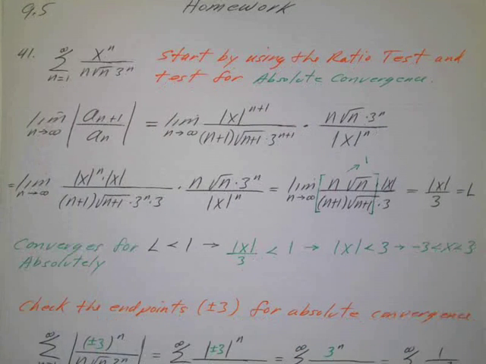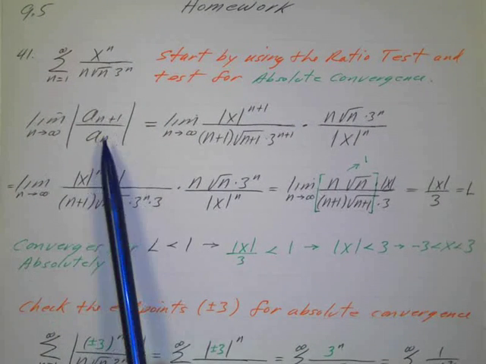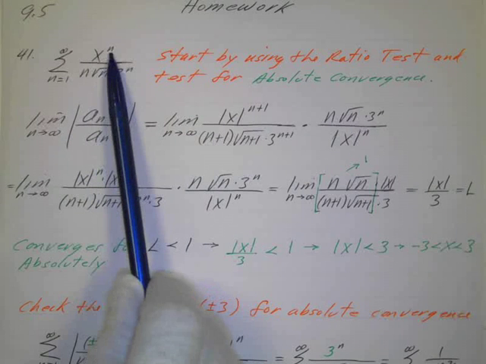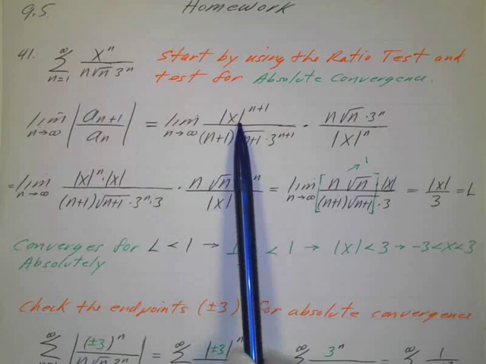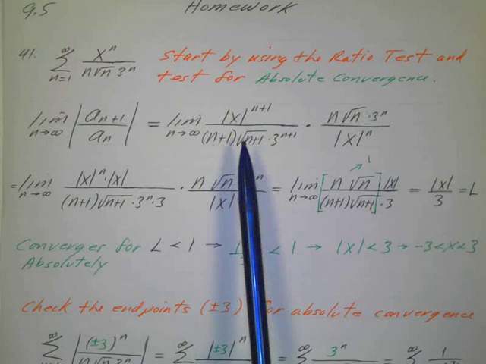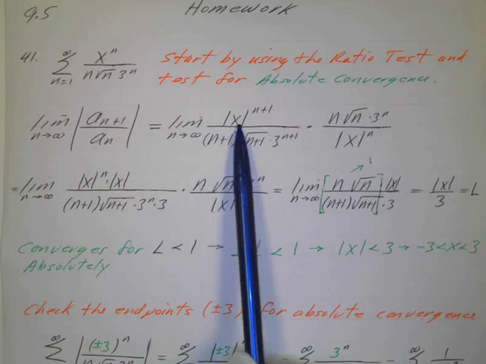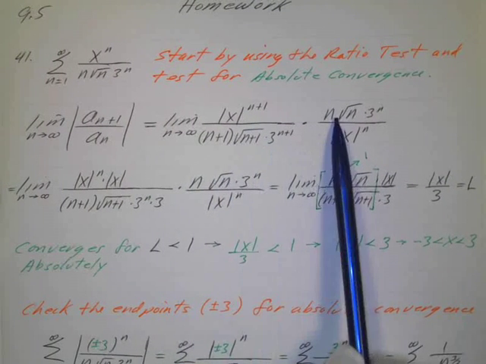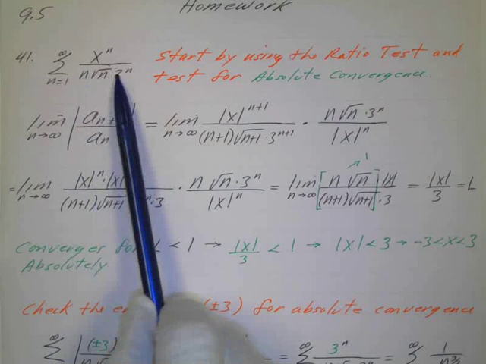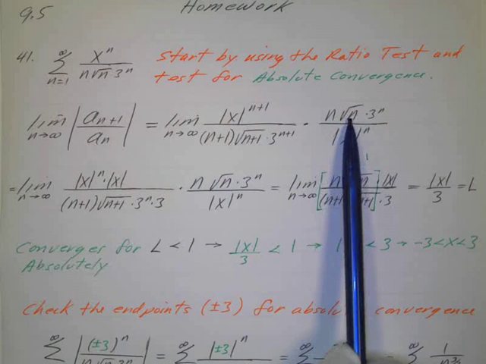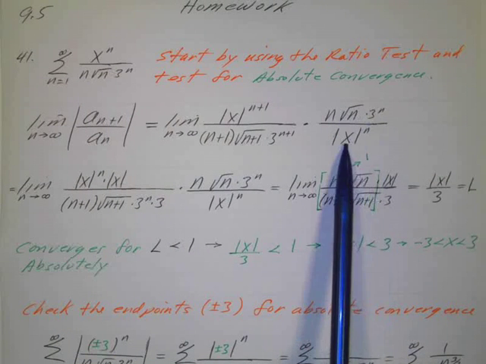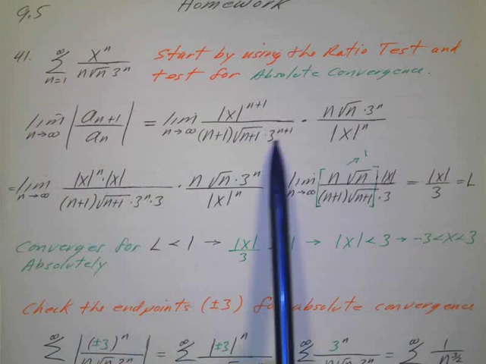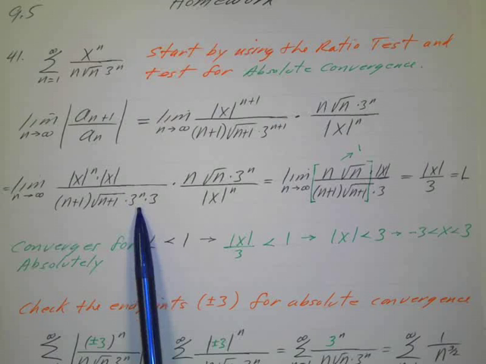So again, I'll take the limit of the absolute value of a sub n plus 1 over a sub n. Every time I see an n, I put an n plus 1. I'm just going to use the absolute value on the x terms because the n's are always positive. So absolute value of x to the n plus 1, over n plus 1, square root of n plus 1, 3 to the n plus 1, and then I just have the reciprocal of this. I'll put this on top: n times the square root of n times 3 to the n over the absolute value of x to the n. Then I can break this up into these two, and I can break this up into those two.